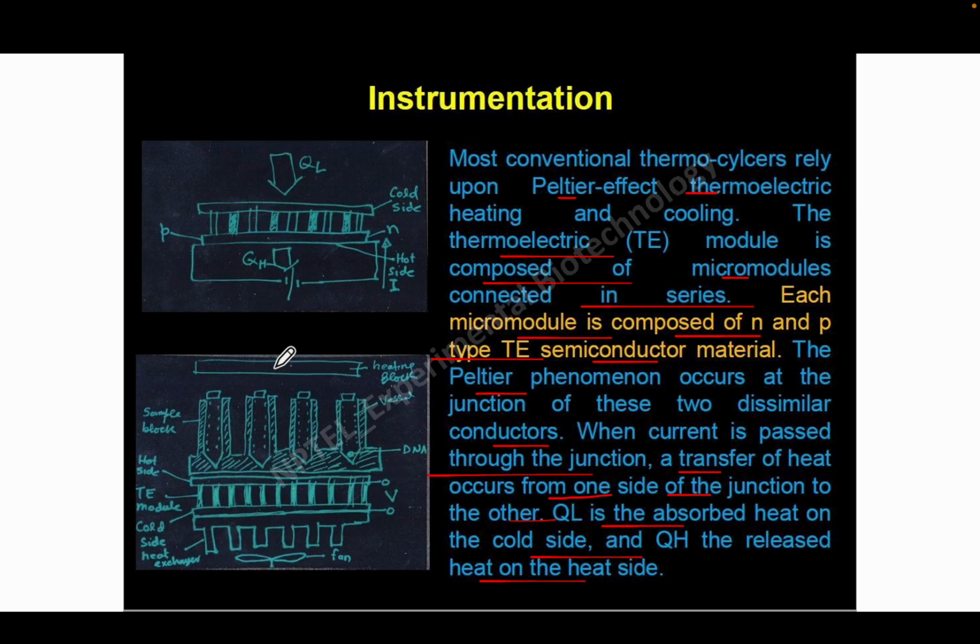So this is a heating block. Here this is the sample block, and you have vessels. So here you will keep your sample and DNA will be there. This is the hot side, this is the thermoelectric module. So the semiconductor material, basically this is the cold side, and here heat exchange happens.